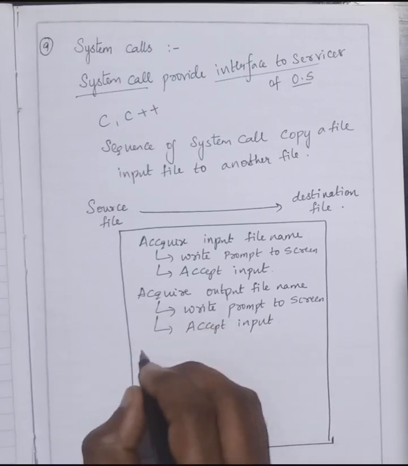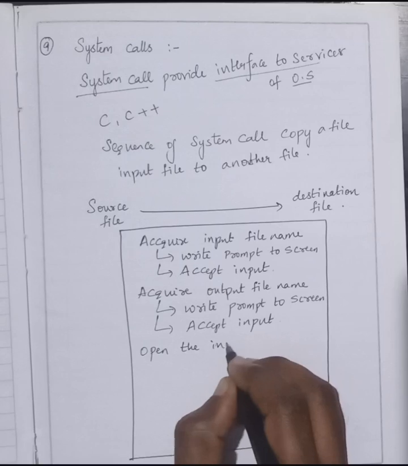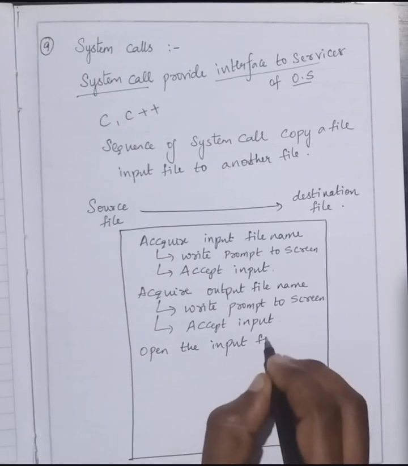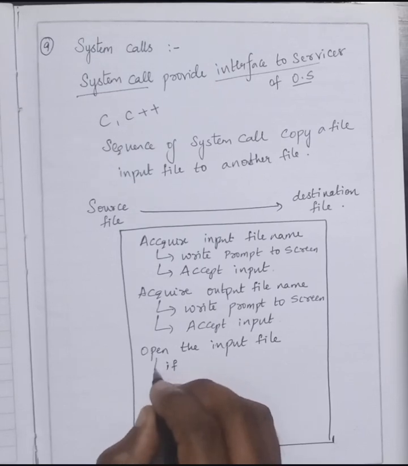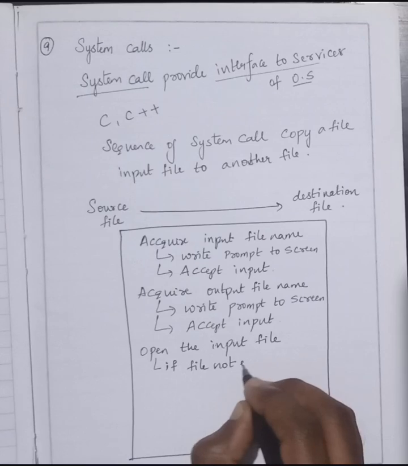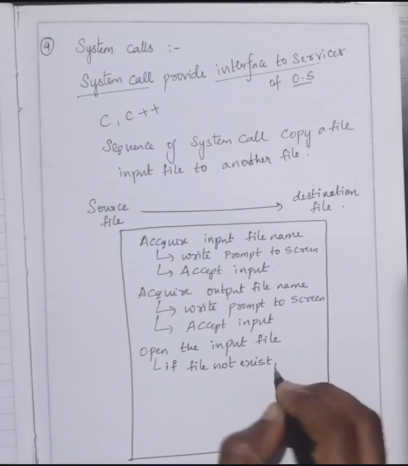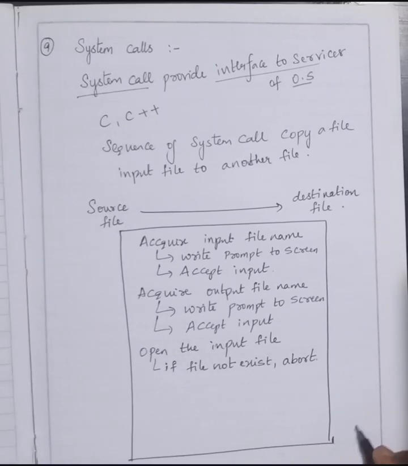Once this is done, we'll open the input file. First we'll try to open the input file and check it. We'll check the condition: if the file does not exist, we'll abort the function. We'll stop here because the input file itself is not there, so we can't copy it.